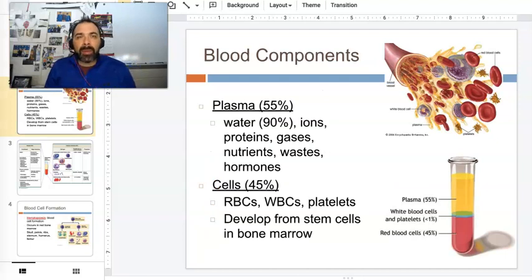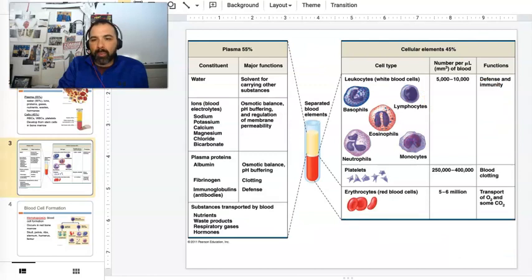When we talk about blood, we need to talk about the components. Plasma is about 55% of your blood, which is 90% water. You have ions, proteins, gases, nutrients, and waste in there. Then cells, which are about 45%, are RBCs, which are red blood cells, white blood cells, and platelets. The cells develop from stem cells in the bone marrow, and that's why you sometimes hear about bone marrow transplants. Here's a graphical representation.